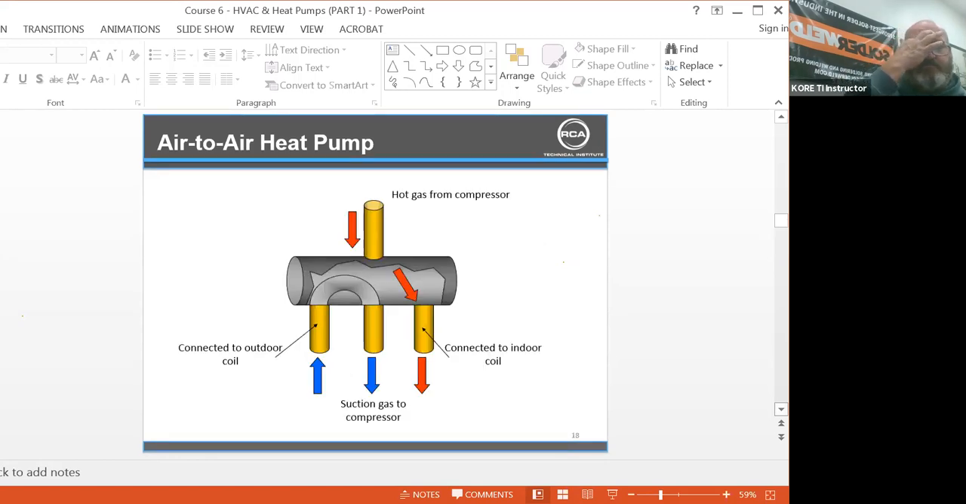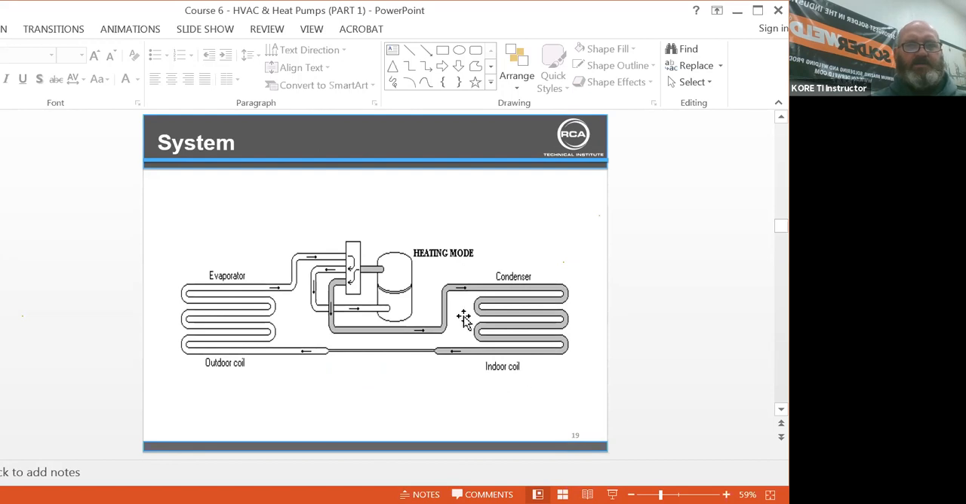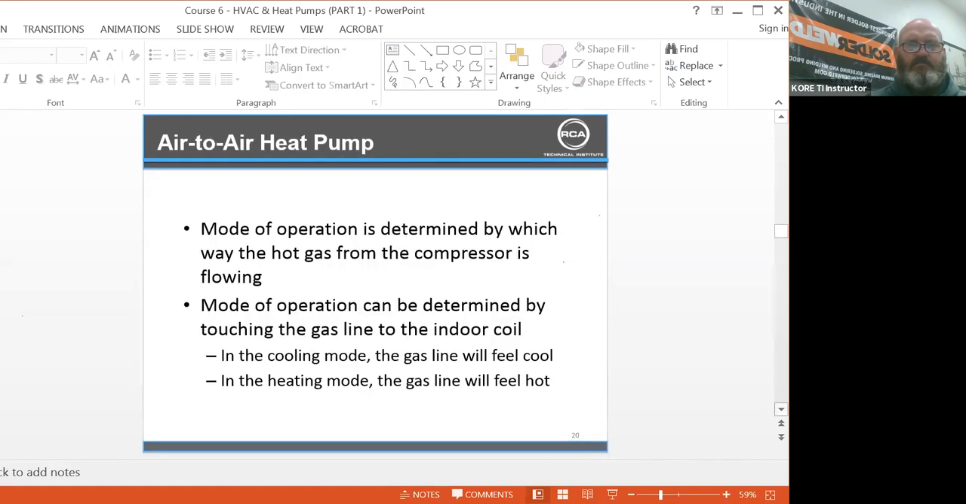Here's that picture. Here it is in the heating mode. You can see it coming out and going to the evaporator, which is now your indoor coil. The outdoor coil, sorry, you're taking that heat from the outdoor coil into the indoor coil. Air to air heat pump, not hair. I'm always thinking hair, sorry.